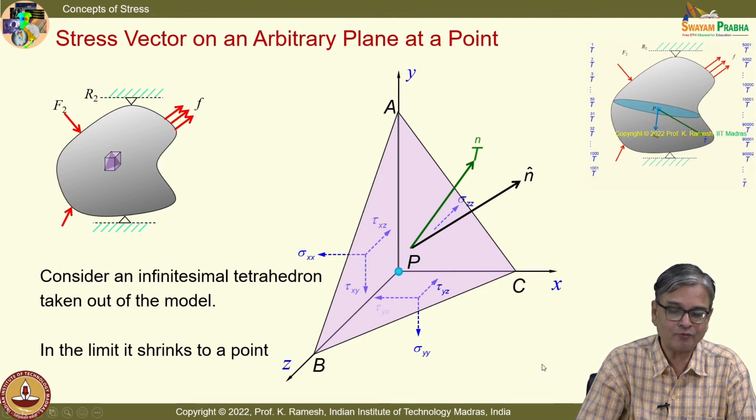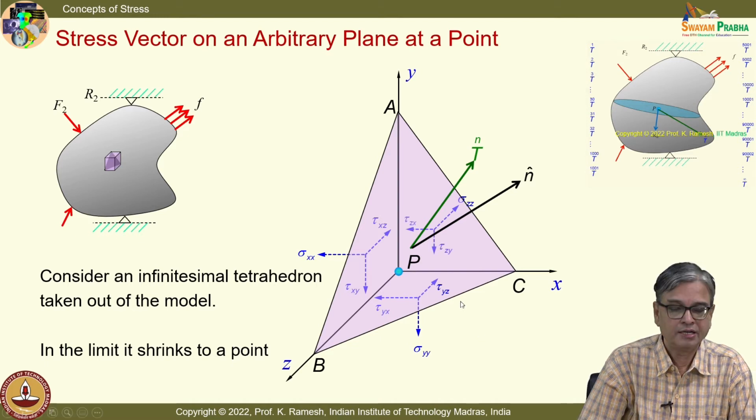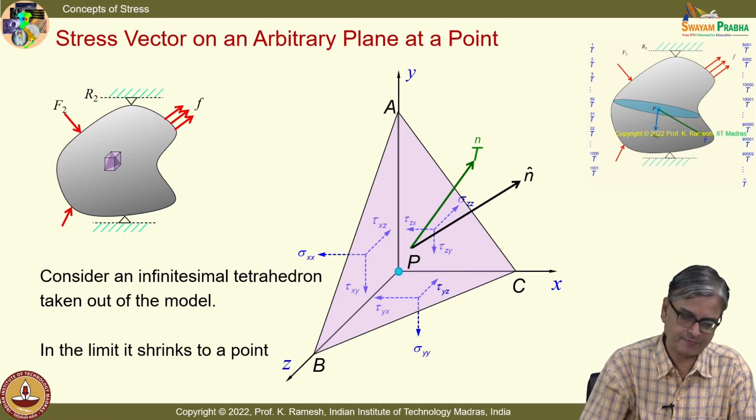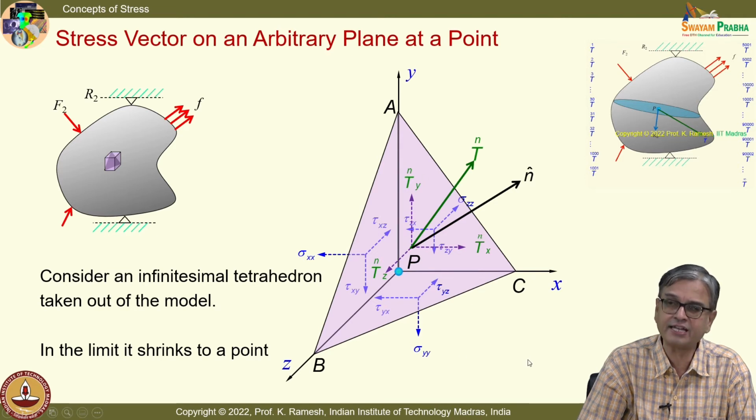So, what happens on the y plane? I have tau yz like this, tau yx like this. You should recognize that you are writing it on a negative plane. You should see whether it is a positive plane or a negative plane. And I have this for the z plane. So, this is what is happening on the tetrahedron. In addition, you also have a body force. Now, what we will do is, we will try to find out what are the components Tnx, Tny and Tnz.